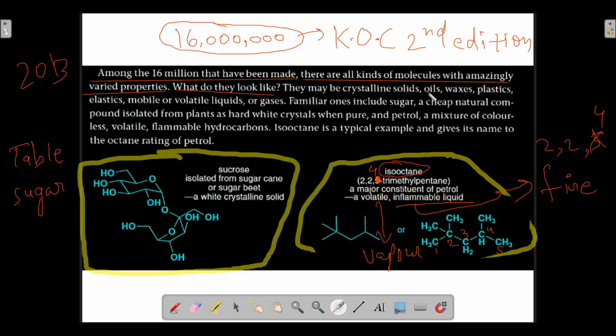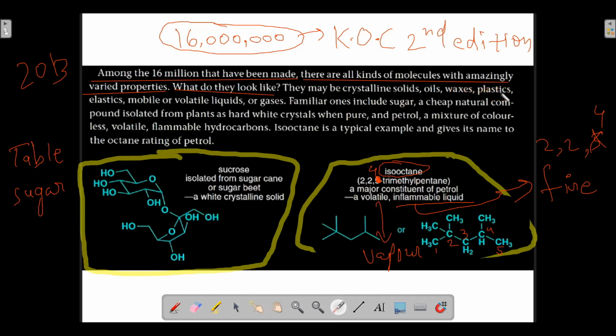Oils means you must have seen the cooking oil at our home. The cooking oil which we use at our home is an organic compound. So oils might also be there in these 16 million molecules. Crystalline solids might be there, oils might be there, waxes might be there. What does it mean by wax? You must have seen candle wax. So waxy solids means similar to candle wax in appearance. Those are called waxes.